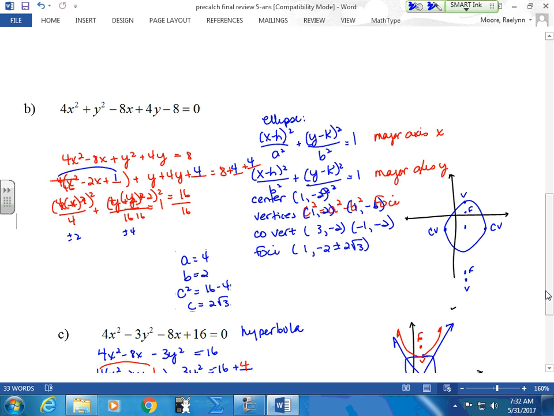So set up your x's together, set up your y's together, and complete the square. I really don't know what happened here. It just got written on top of each other. So did you complete the square? You have to take the 4 out. Take out the 4, and complete the square.